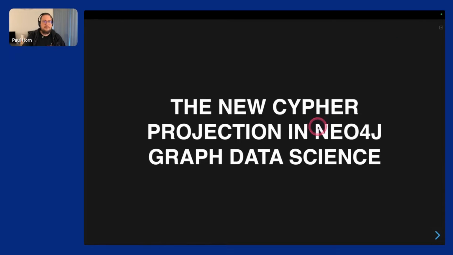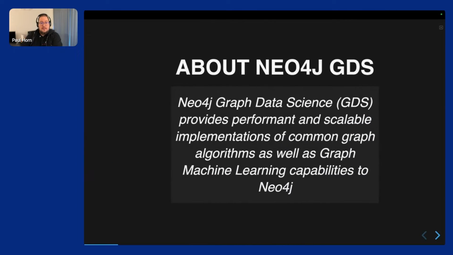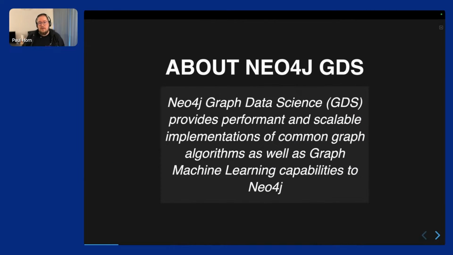My name is Paul. I work at Neo4j on the Graph Data Science team, or GDS for short. And GDS itself is a plugin for Neo4j that provides implementations of graph algorithms and machine learning capabilities to Neo4j. This session is not an introduction to Neo4j or GDS, so I'm going to assume you're at least familiar with the basics of how GDS operates here.